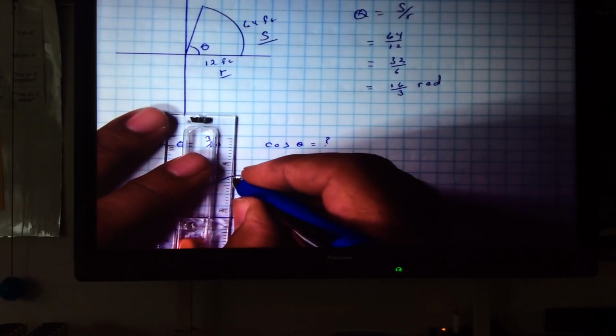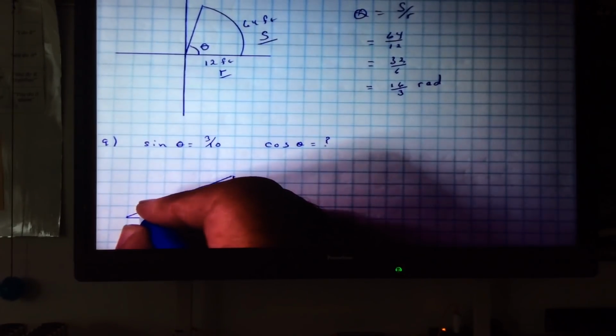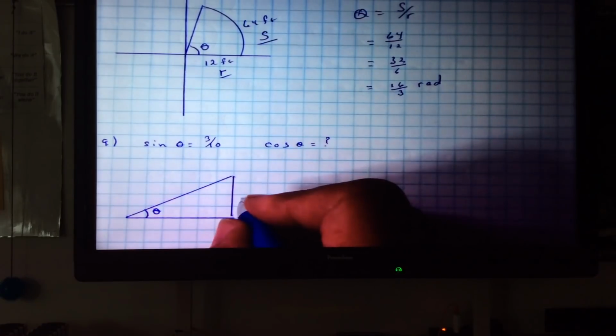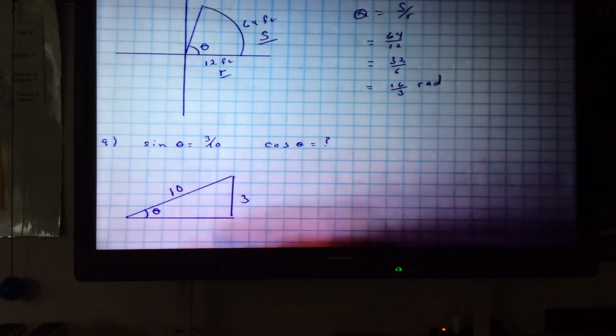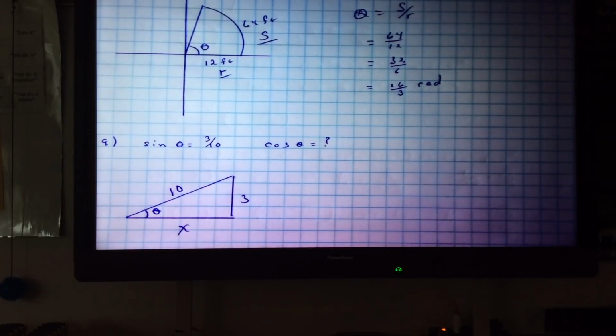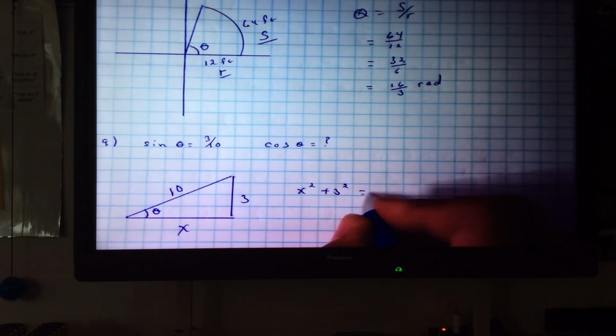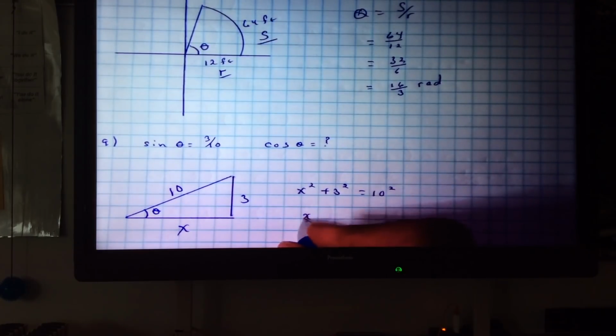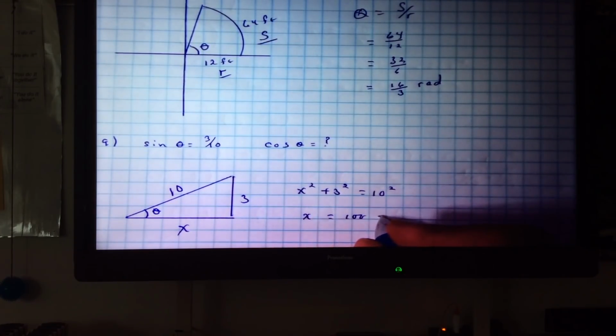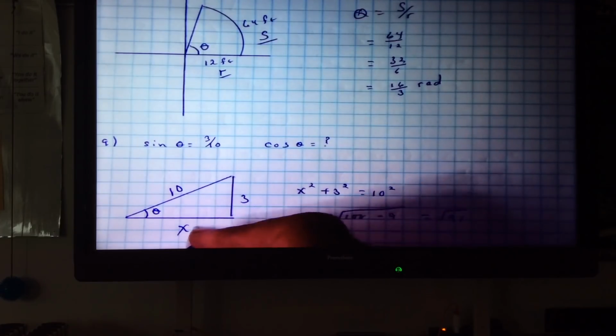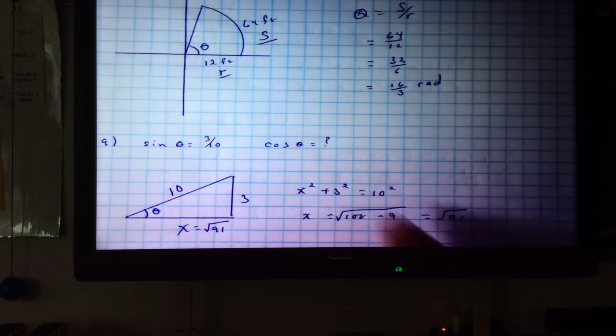This is theta. Sine is opposite 3 over the hypotenuse, 10, and we're looking for x. To find that, we're going to use the Pythagorean theorem. X squared plus 3 squared equals 10 squared. So x equals the square root of 100 minus 9, which is the square root of 91. Now leave this as a radical. You want exact values. And now we want the cosine of theta.